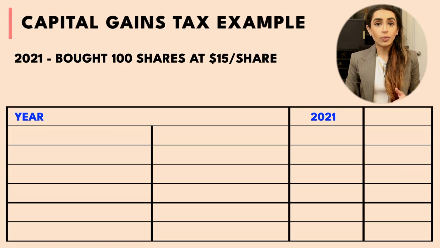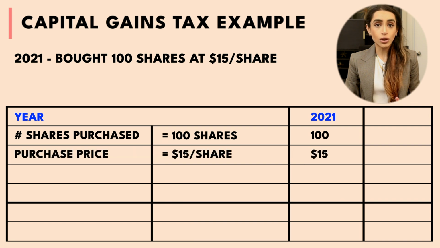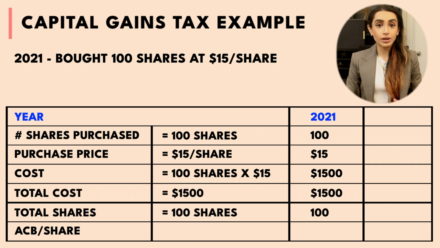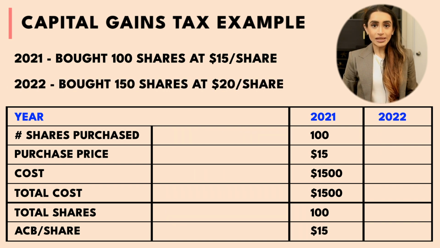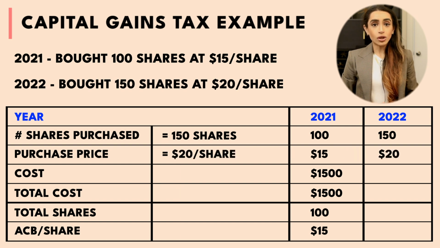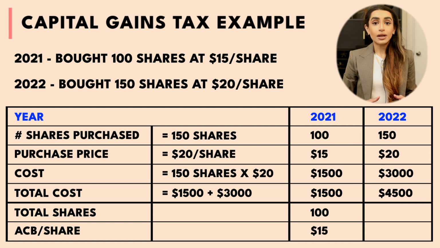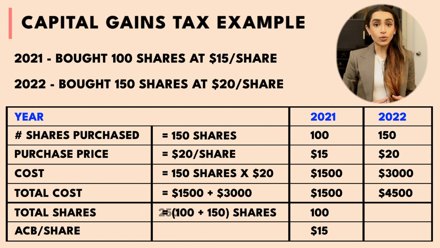In 2021, you bought 100 shares of Apple for $15 each, costing you $1,500. Your ACB per share is the total cost divided by the total number of shares, which is 1,500 divided by 100 shares, which is $15. In 2022, you purchased an additional 150 shares for $20 each, costing you $3,000. Your new ACB per share is the total cost, which is equal to 1,500 plus 3,000 divided by the total shares, which is 250, and this comes out at $18.